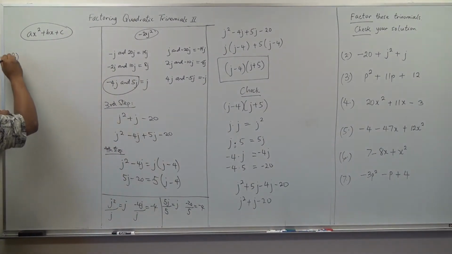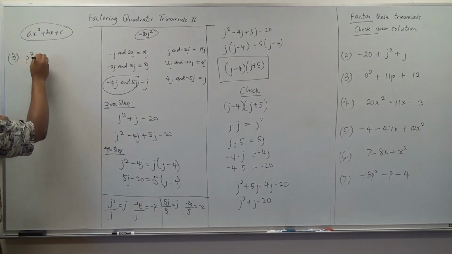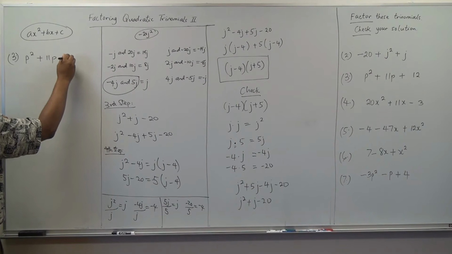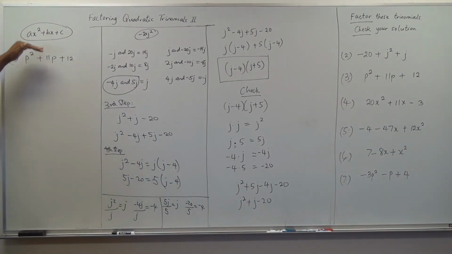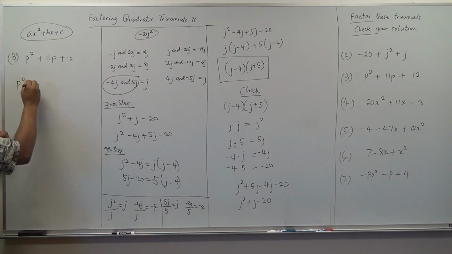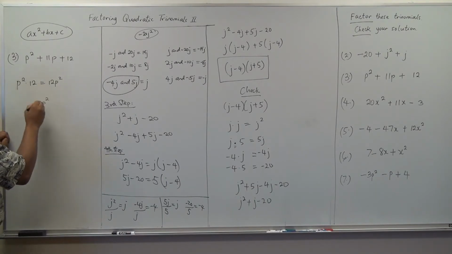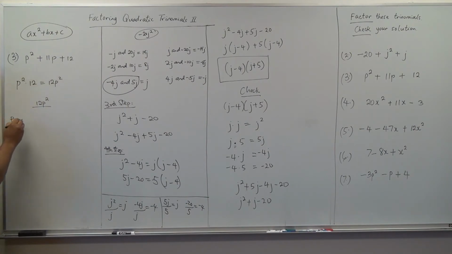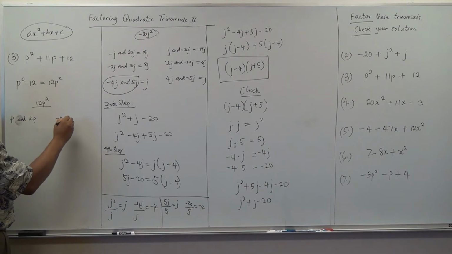So number 3, by now you can pause the video and work it out on your own, and you can continue. Now this is already in this form, so I'm good. The next thing, I will skip some of the steps. I want you to just memorize it now. P squared times 12 is 12p squared. Then I look for factors of 12p squared. I have p and 12p, and then I have negative p and negative 12p.